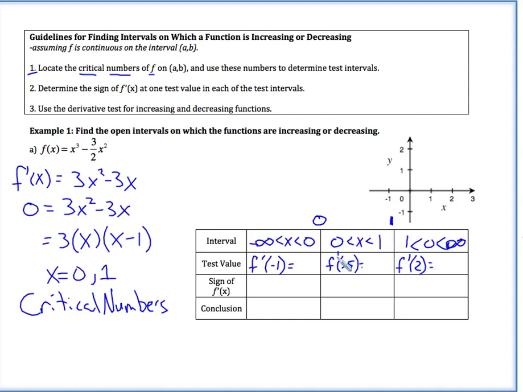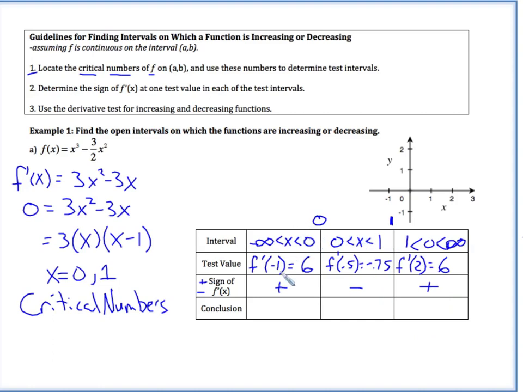Okay. Now you can just type these into your calculator, and you could write your values here. So f prime of -1, that is 6. F prime of 0.5, that's -0.75. And f prime of 2 is 6. Now we don't really care what the values are other than the sign of the values. So basically, is it positive or is it negative? In this case, it is positive. Here it's negative, and here it's positive.